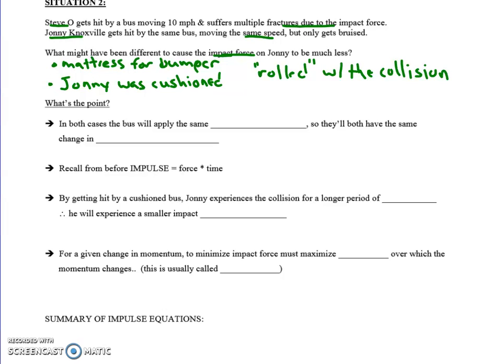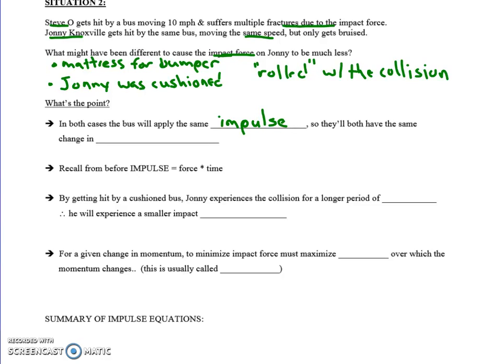Okay, and this is going to be a very, very important result. So in both cases, the bus will apply the same impulse. Now you should be asking, why would it apply the same impulse? This is a little bit more difficult to explain, but I'll talk about it now, but we can clarify in class. We know it has to apply the same impulse because the change in momentum of the bus is going to be the same. And if the change in momentum of the bus is going to be the same, then it has to have the same impulse.